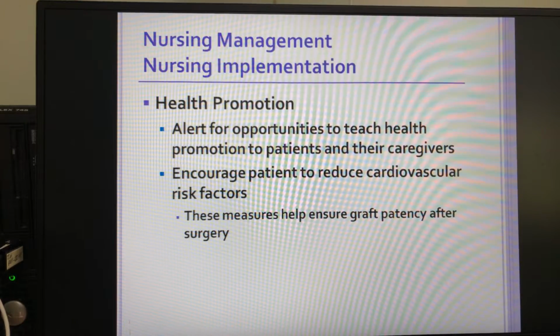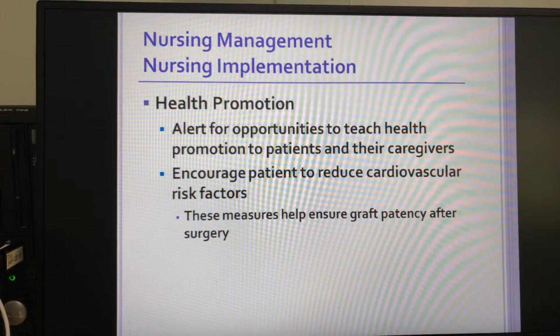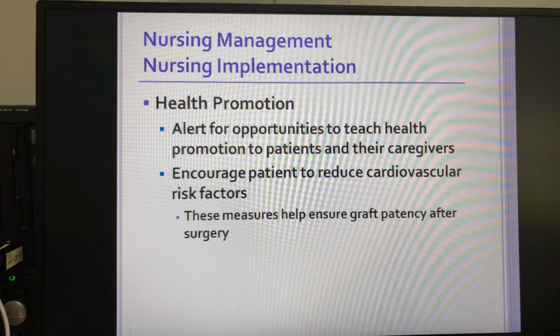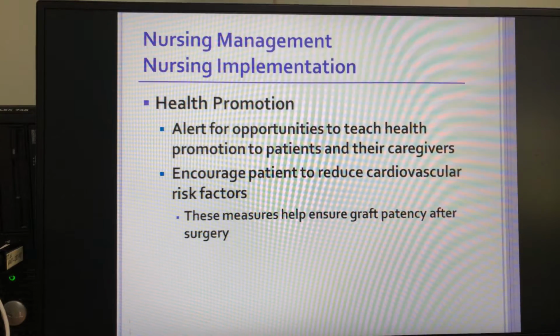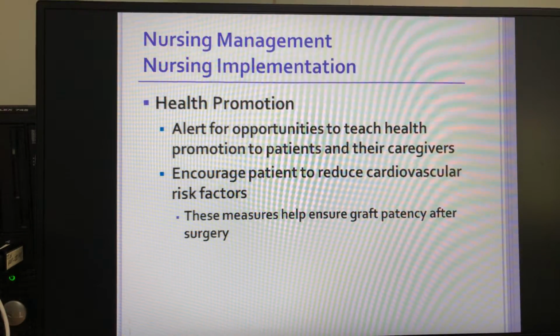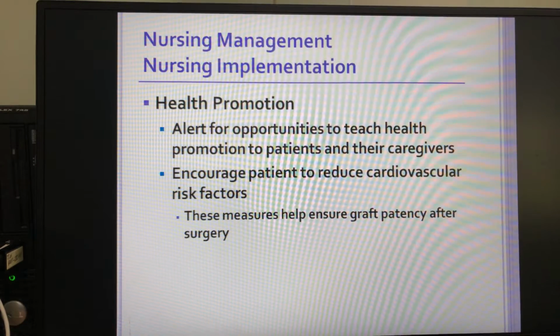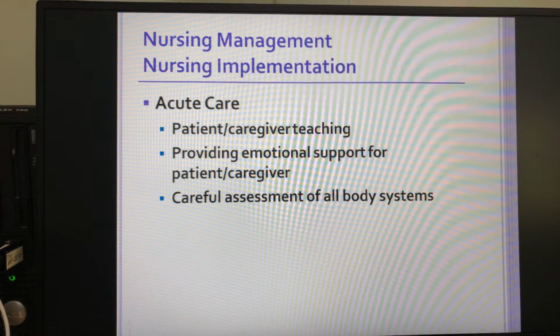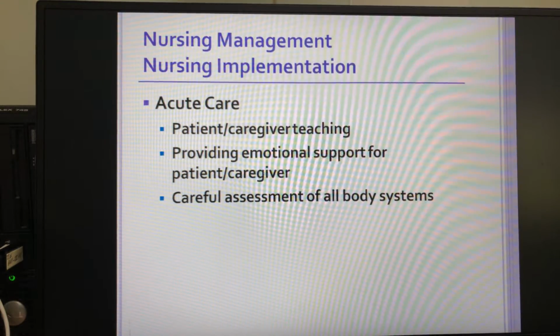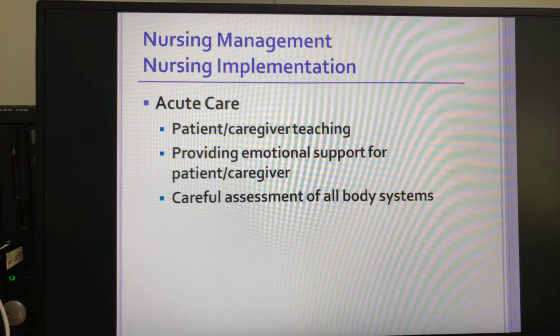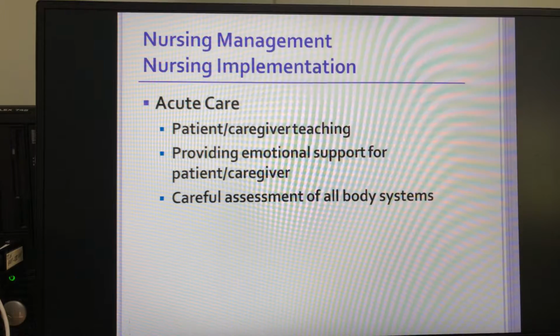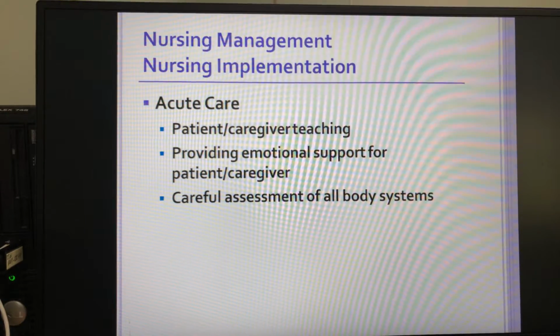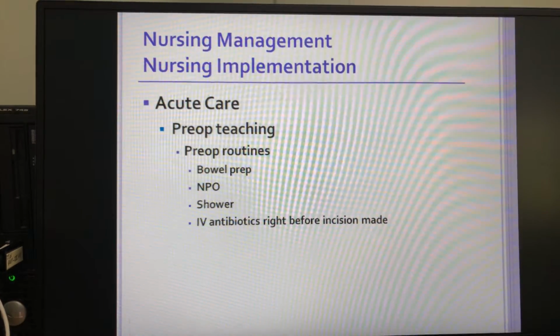So we want to alert for opportunities to teach health promotion to these patients as well as their caregivers, and encourage them to reduce those risk factors that we just talked about. Reducing those risk factors helps us to ensure the patency of the graft post-operatively. In acute care management of these patients, you want to again do patient and caregiver teaching and provide emotional support for the patient and caregiver. And we want to carefully assess all of the body systems.